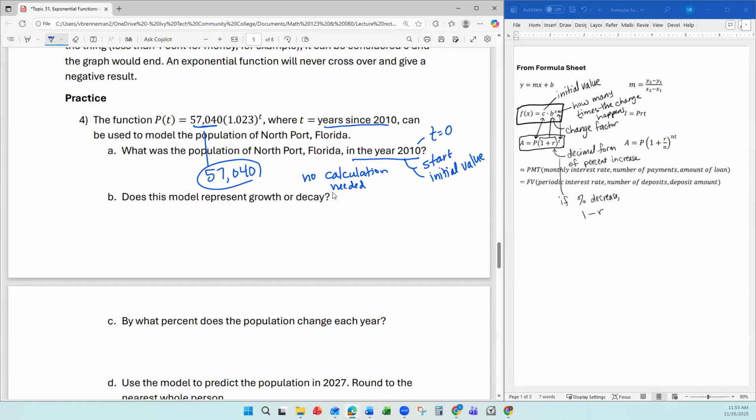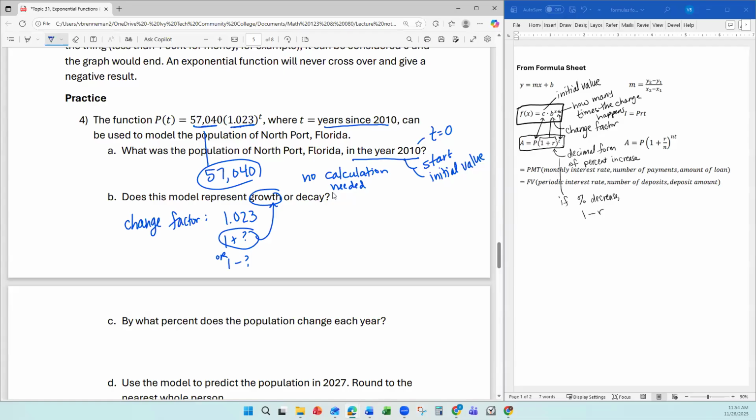All right, does this model represent growth or decay? Growth or decay has nothing to do with the initial value. It has to do with what's there in the parentheses, the thing that's being raised to the t power, the growth factor, or the change factor in this case. The change factor is 1.023. One way to think of it is this: 1 plus something, or is it 1 minus something? And in this case, to get to 1.023, something got added. So it's this one. That means it is growth.